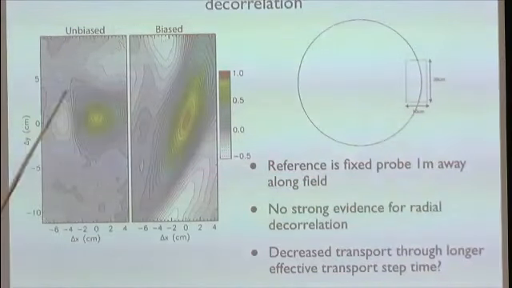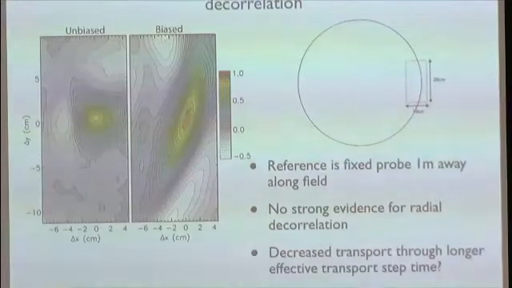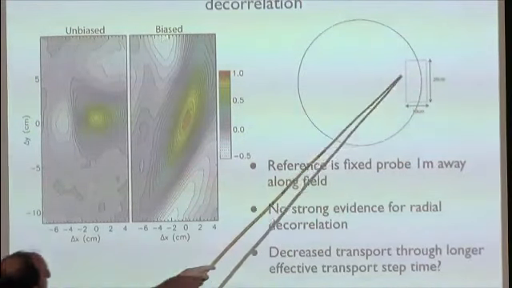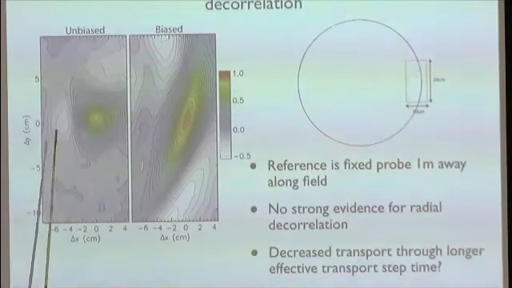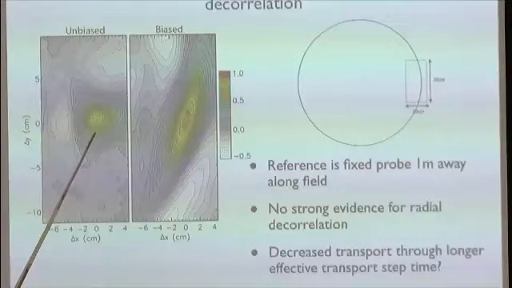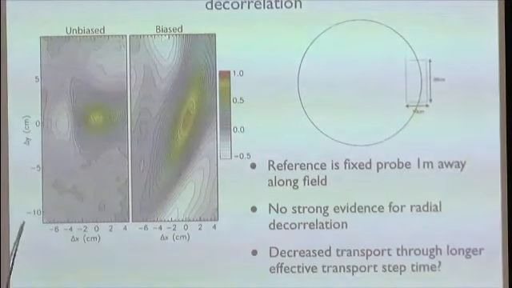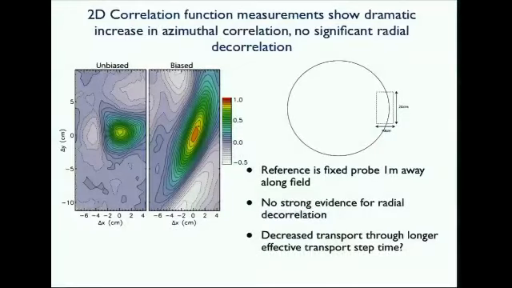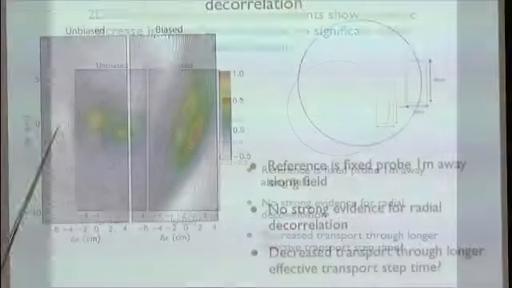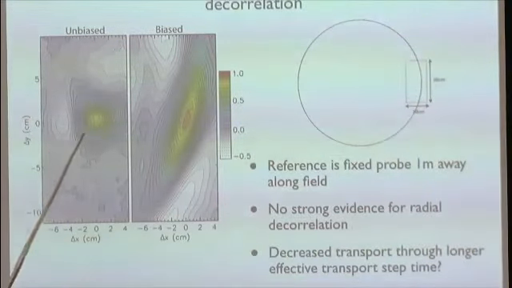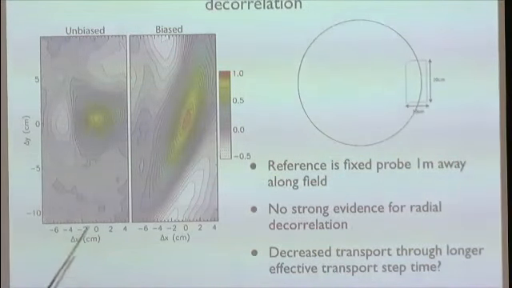So this is the correlation function in the unbiased case, and again we're looking at the edge of the plasma over here. And you see a correlation function that almost looks isotropic. This is the azimuthal direction and the radial direction here. You see some evidence of a negative lobe, and so you might call the radial correlation length a little bit bigger, but it's on the order of 5 centimeters, as I mentioned.